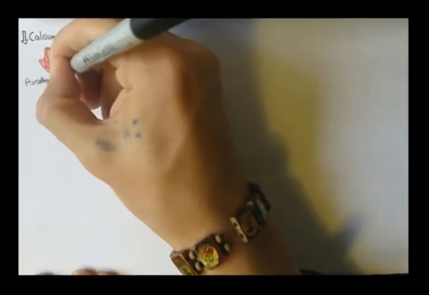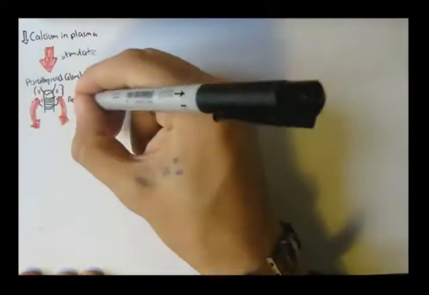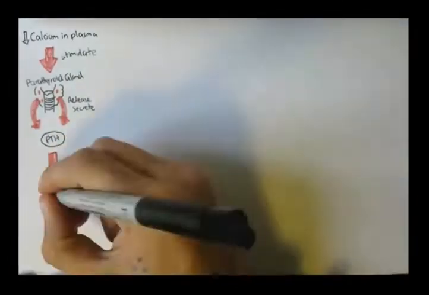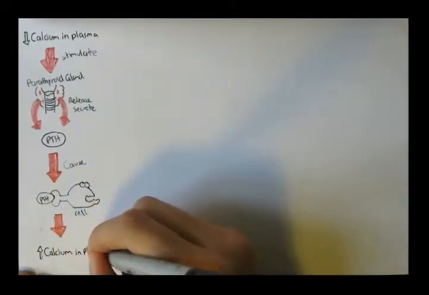So a drop in calcium in the plasma will stimulate the parathyroid gland to secrete parathyroid hormone. Now this parathyroid hormone will then cause all the biological effects in the body, which will essentially increase calcium concentrations in the plasma.